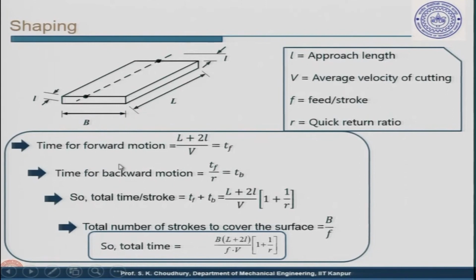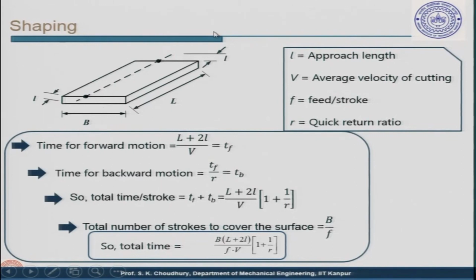So, the time for the forward motion, as it is coming from approach length to approach length, will be the full length it is covering plus 2 of the approach lengths. It has to come to this point and exit. So, this will be L plus 2l, one small l here and one small l here, divided by the average velocity of cutting, the capital V. This is the time for the forward motion. Let us designate this by T f.